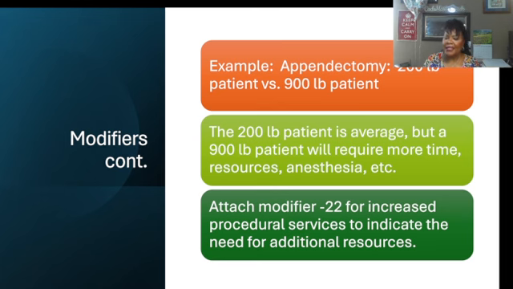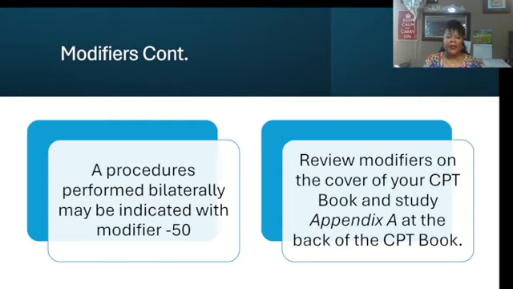So in a case like this, we would attach modifier 22 to indicate that this was an increased procedural service and that the additional resources are needed so that we can get the third-party payer to give us a little more reimbursement for the more resources that were used. A procedure performed bilaterally, for example, may be indicated with modifier 50. It was done on both the right and the left.